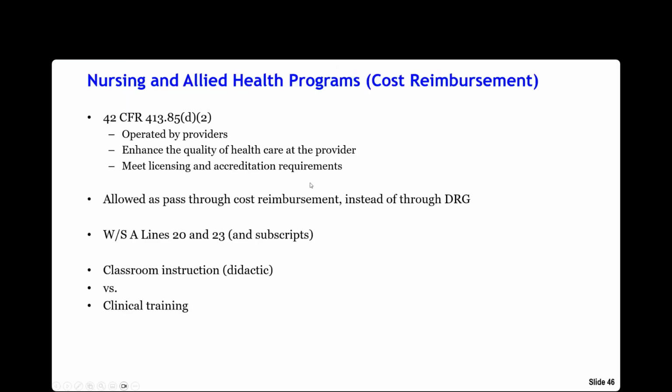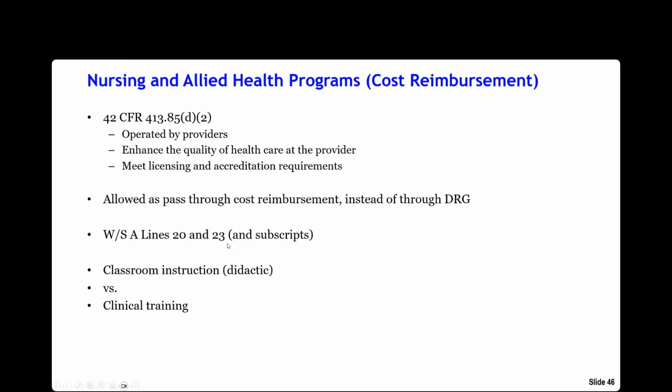So that is the time study documentation. I went into that in a little more detail. Nursing and allied health for cost reimbursement. Again, we talked about the managed care requirements. And if it meets all those and some other criteria, it'll be allowed as a pass-through cost reimbursement, even for an acute care hospital, instead of being paid through the DRG.